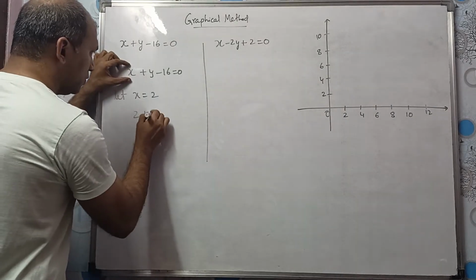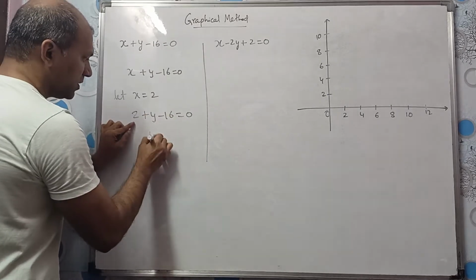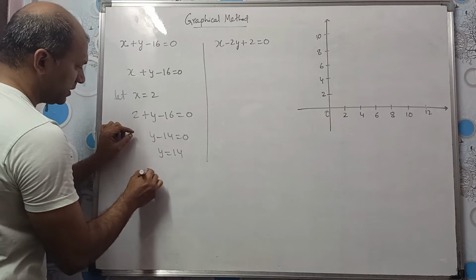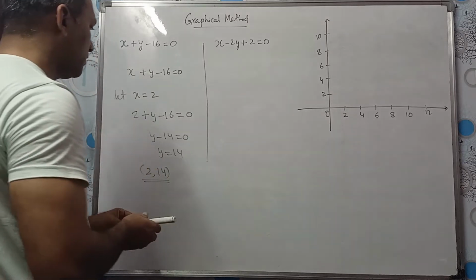So this will be 2 plus y minus 16 is equal to 0. This is how much? Minus 14, right? So y will be equal to 14. So what is the first solution? 2 comma 14. 2 comma 14. Okay.